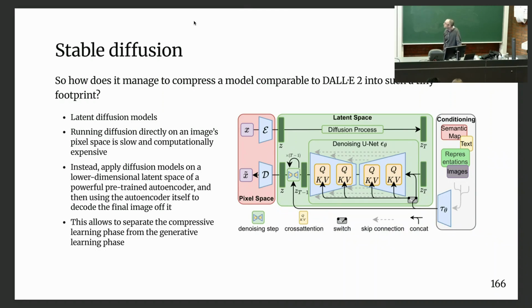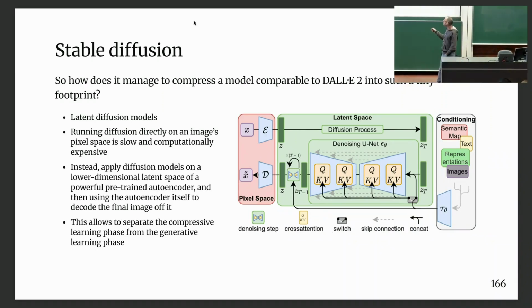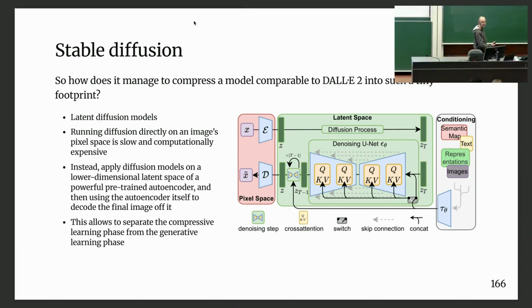So first, they take the given image and they take a powerful pre-trained autoencoder, again, to map that image to a lower dimensional representation.